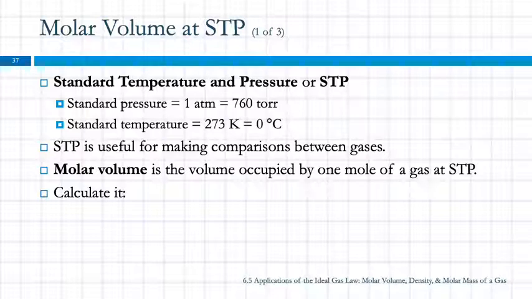So molar volume is the volume occupied by 1 mole of a gas at STP. So we had molar mass, right? The molar mass is the mass of 1 mole. The molar volume is the volume of 1 mole at STP. So let's calculate what that would be. PV equals nRT, and we've rearranged this before. Volume equals nRT over P.